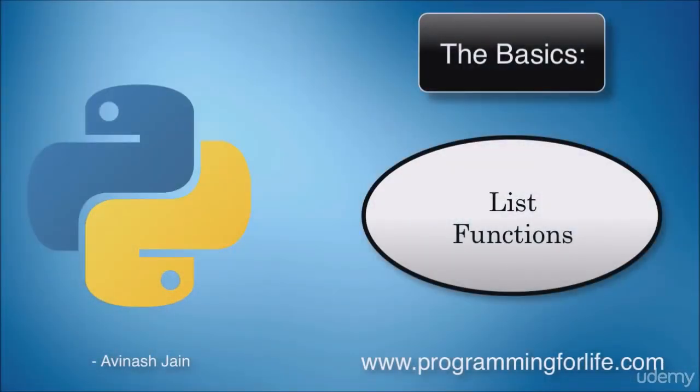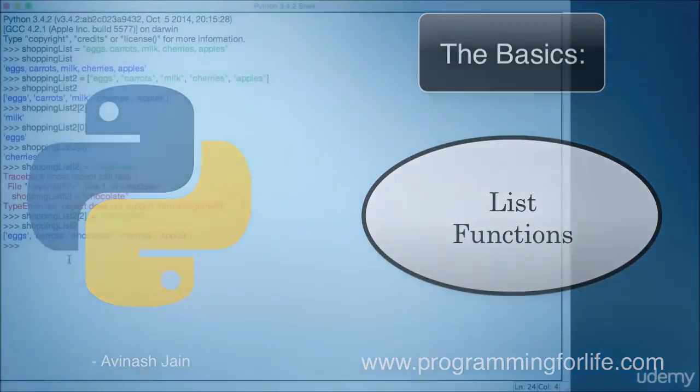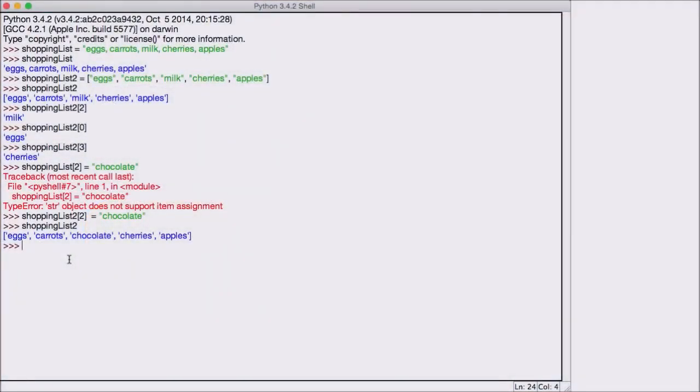Alright, so let's get started. We're on lists now, and so far we've learned that lists are very versatile. You can add objects, you can change the object in lists, but what else is there to it? So let's go over a few main functions that are built with Python.